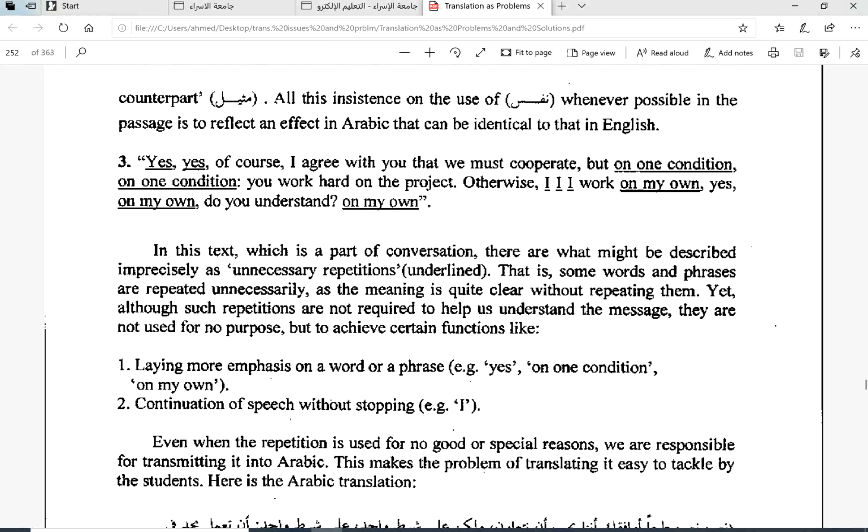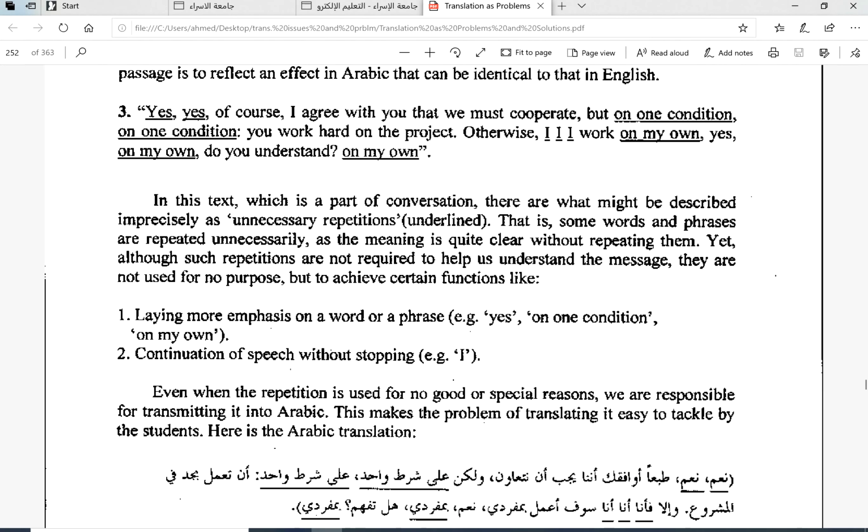In this text, which is part of a conversation, there is what might be described imprecisely as unnecessary repetition, the underlined words. But the meaning is quite clear without repeating them, yet such repetitions are not required to help us understand the message. They are not used for no purpose, but to achieve certain functions, like laying more emphasis on a word or a phrase. Yes, on one condition, on my own. Continuation of speech without stopping.